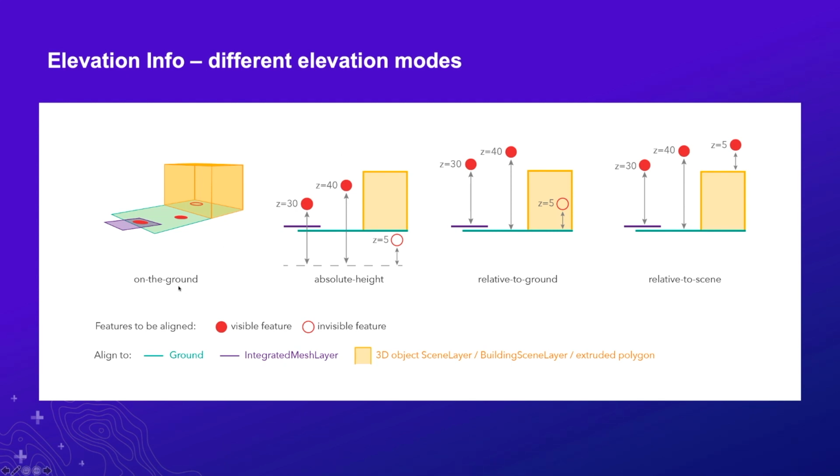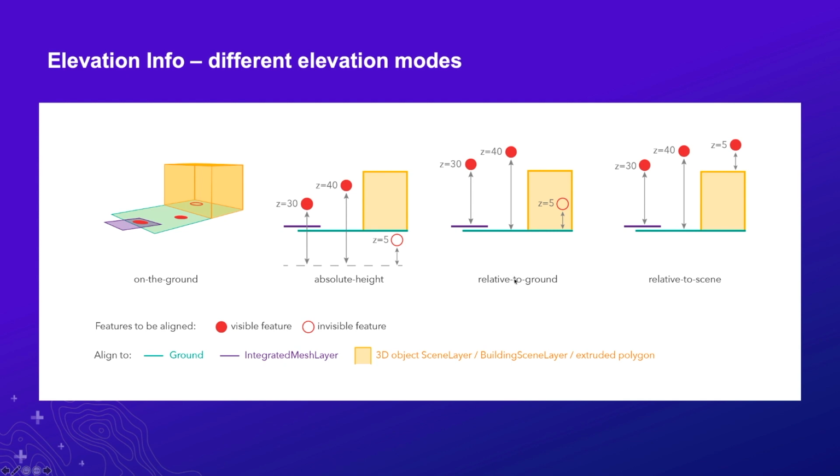The first one, on the ground, basically drapes the features, and it drops the set values even if they have any, and it will just put these features on the ground. Absolute height is when your features have set values. They don't take into consideration any ground or any integrated mesh layer. They will be displayed at the value that the set property on the geometry indicates. So for example, this icon here is displayed at 30 meters above level 0.